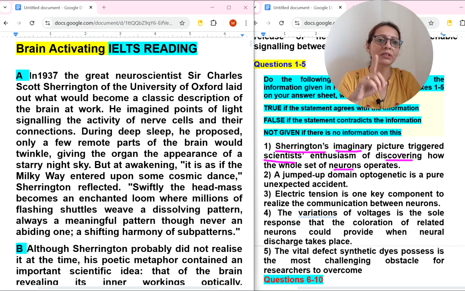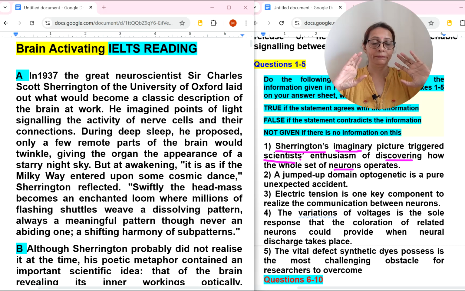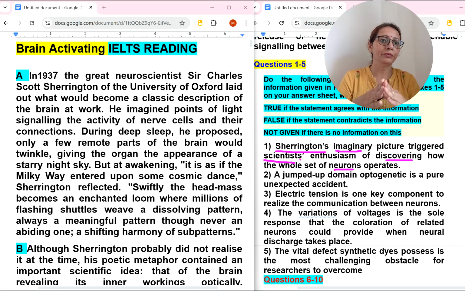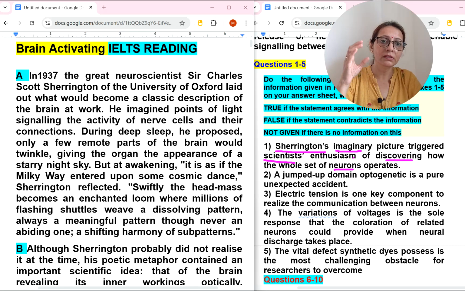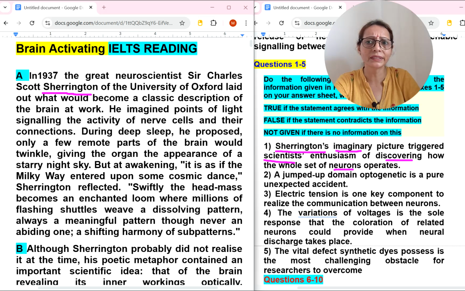If the imaginary picture triggered the scientists, meaning they are eager to know what happens in neurons, then it will be true. And if this person's imaginary picture does not attract other scientists or neuroscientists, then definitely it is going to be false. And if they are not talking about Sherrington's imaginary picture and the discovery of the whole set of neurons, then it will be not given. So Sherrington, I can see this person's name.